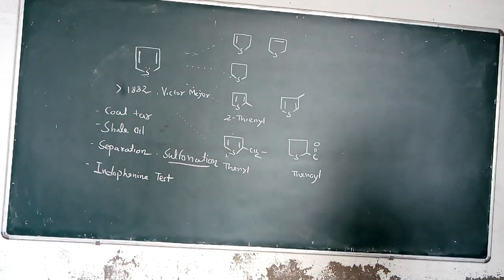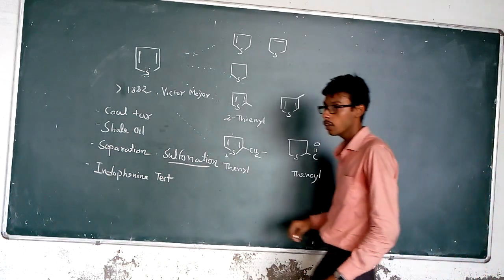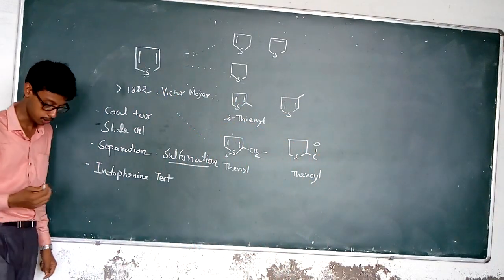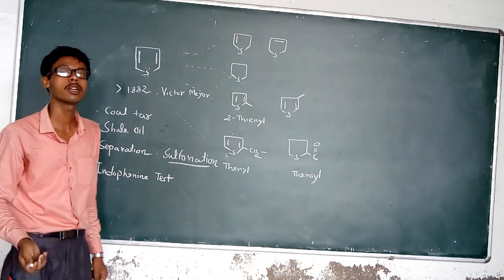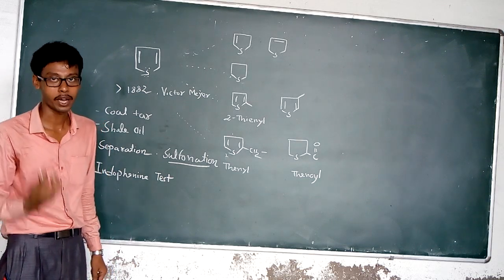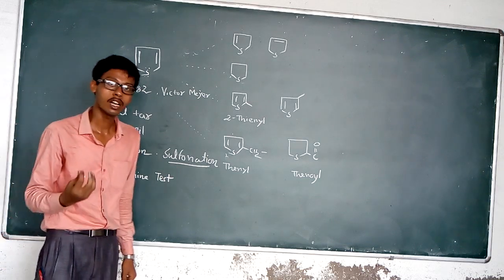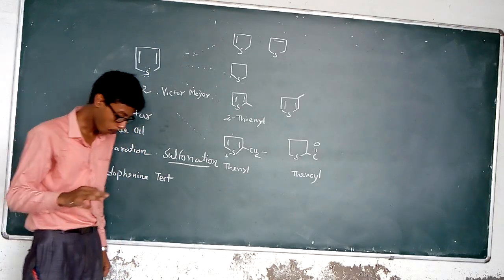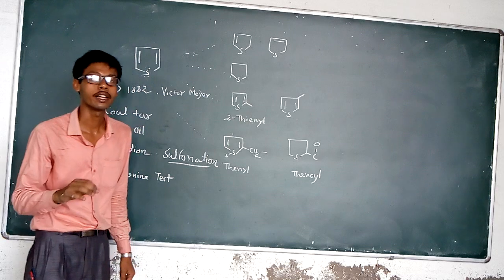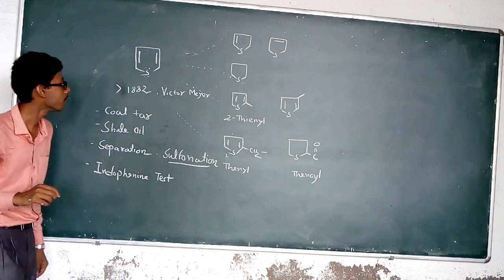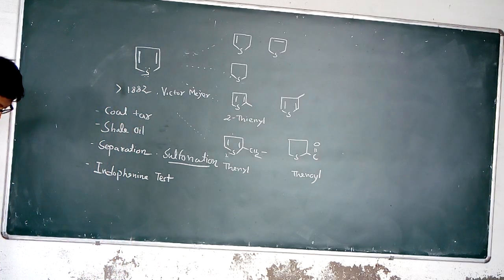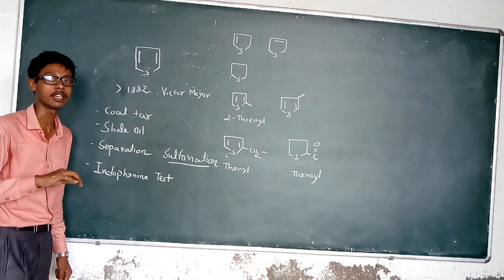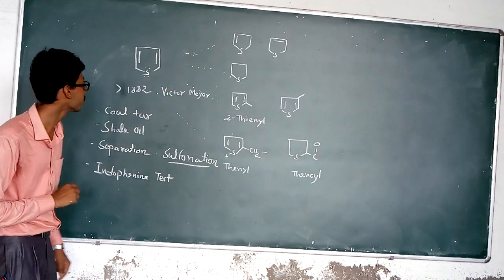Today we are discussing thiophene. Thiophene is a five-membered ring system. As we discussed in previous classes, pyrrole and furan are also five-membered ring systems, and these contain one heteroatom, which is an electronegative atom. Thiophene contains sulfur as the heteroatom in the five-membered ring system.